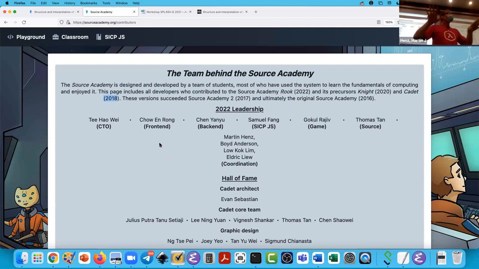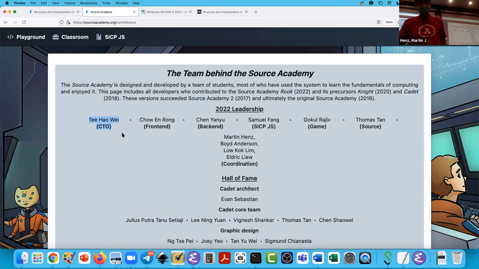Okay. So the system that you have been using is a descendant of the Cadet system that was architected by Evan Sebastian in 2018. And since then, we have the versions Knight and Rook that was developed this year. And Hawei is the CTO of the current Source Academy. So Hawei is leading the team that develops the current version.